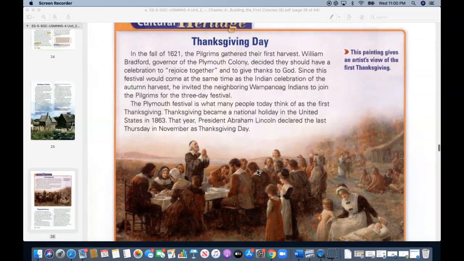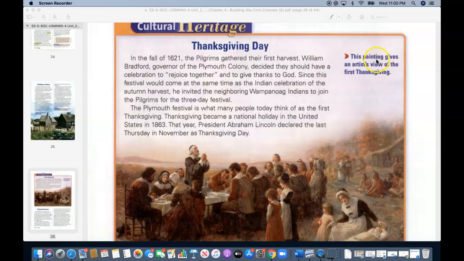Okay, cultural heritage, Thanksgiving Day. This painting gives an artist's view of the first Thanksgiving. In the fall of 1621, the Pilgrims gathered their first harvest. William Bradford, governor of the Plymouth colony, decided they should have a celebration to rejoice together and to give thanks to God. Since this festival would come at the same time as the Indian celebration of the autumn harvest, he invited the neighboring Wampanoag Indians to join the Pilgrims for the 3-day festival.